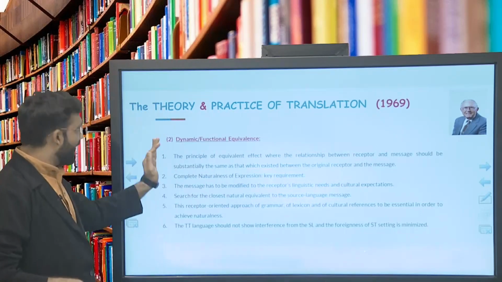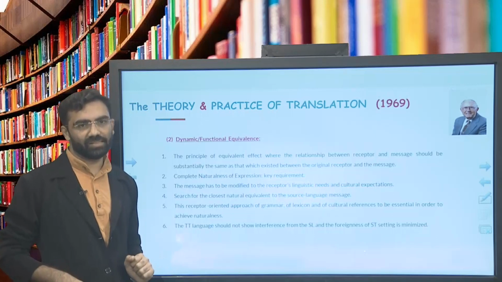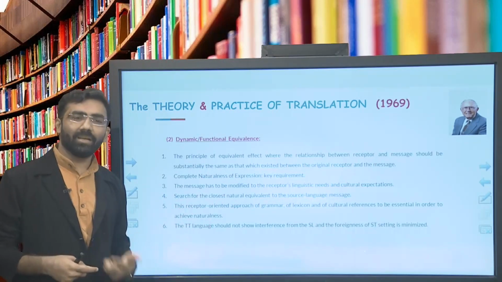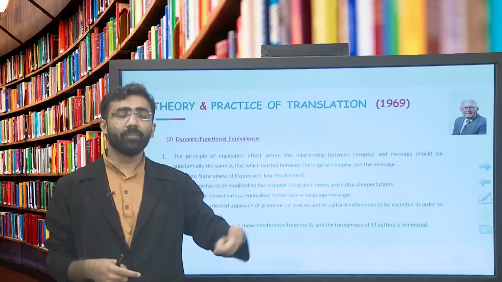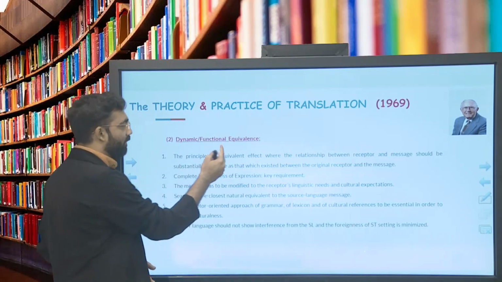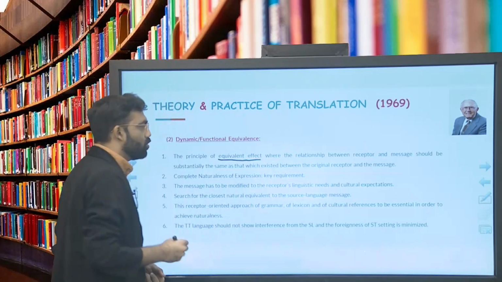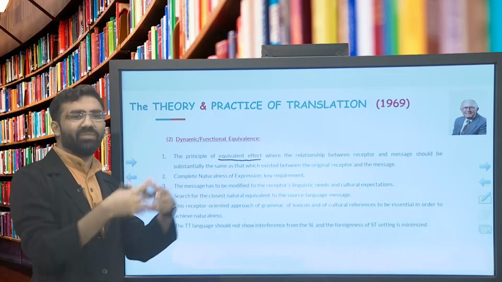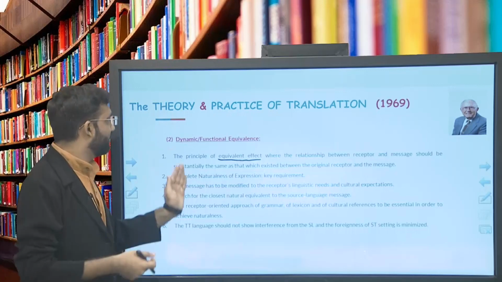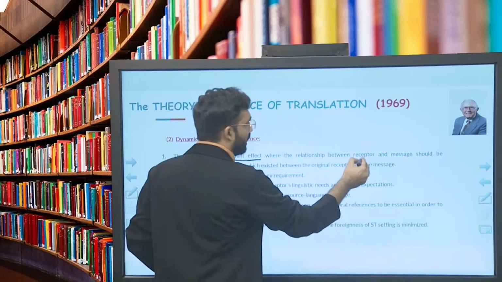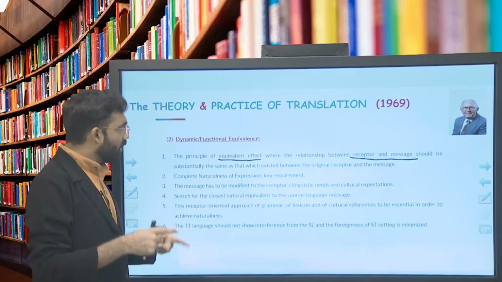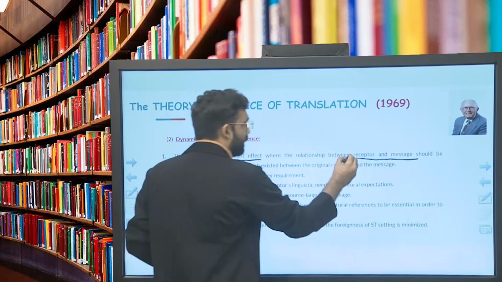Nida is famous for dynamic or functional equivalence. What is the function of language in your translation? He is talking about the dynamic relationship that you have with your receptor audience. The principle of equivalent effect: you want an equivalent effect, not equal, not the same, but equivalent, where the relationship is between the receptor and the message. Here you are talking about the relationship between receptor and message.